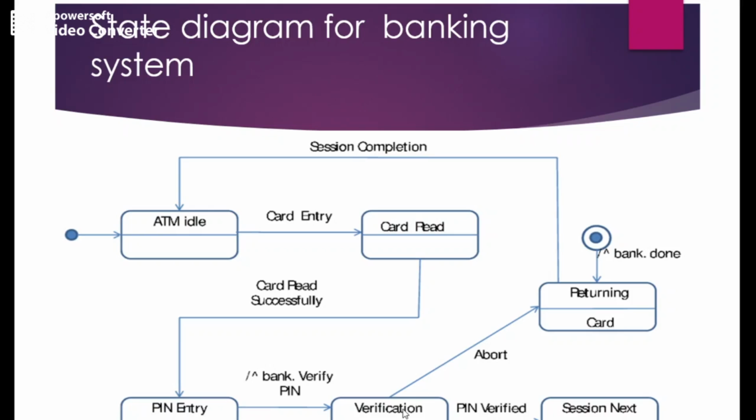Keep in mind, if the PIN entered is incorrect for 3 consecutive times, then what happens? Your system will abort it. So it will return the card. So you cannot perform the transactions. So that is the final state. Okay. So this is about the state diagram for the banking system. So we have the different states you can see and the different events also.